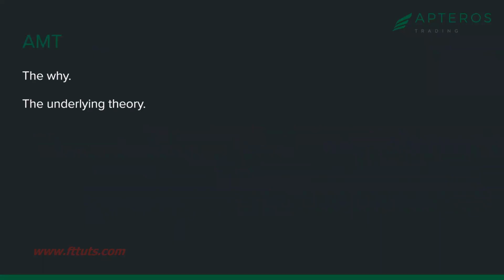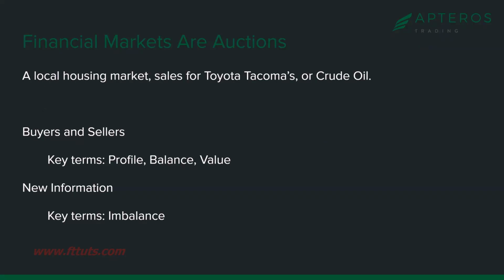Auction market theory. It's the why, okay? It's the underlying theory behind what's going on with all this stuff. Financial markets, whether it's crude oil or the S&P or whatever, it's just like any other market that could exist in the world, within reason, right? Local housing market, buying and selling of inventory of houses. Toyota Tacomas, dealers having inventory, wanting to sell them for higher prices, buyers coming in, wanting to buy them for lower prices, supply and demand, blah, blah, blah. Or crude oil, like we said. We have buyers and we have sellers in any of these markets.